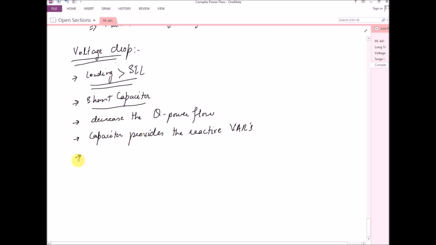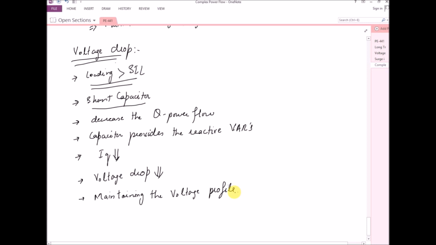So in this case, IQ from the transmission line decreases, so the total current decreases, and if the current decreases, the voltage drop decreases across the line impedance. So we are maintaining the voltage profile closer to the straight line. We are increasing the voltage at the receiving end. So these are the two shunt compensations.